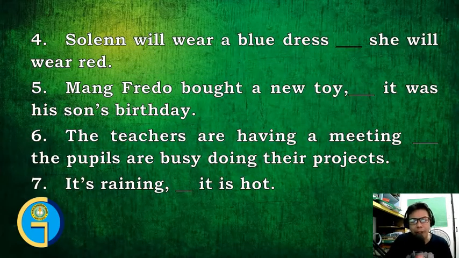Number 4, Solene will wear a blue dress, blank she will wear red. What is the answer? 5, Manfredo bought a new toy, blank it was his son's birthday. What is the answer? 6, the teachers are having a meeting, blank the pupils are busy doing their projects. What is the answer? And lastly, it's raining, blank it is hot. What is the answer?